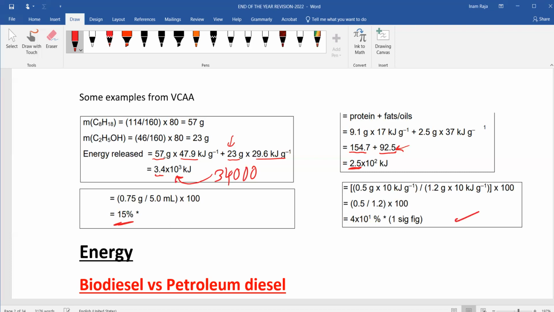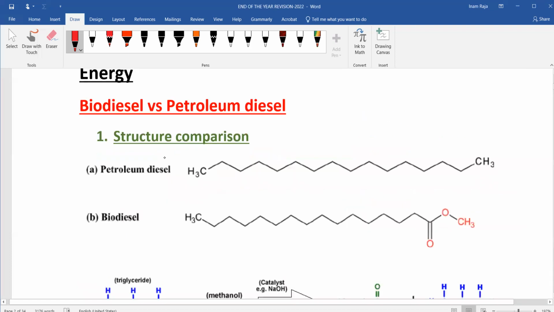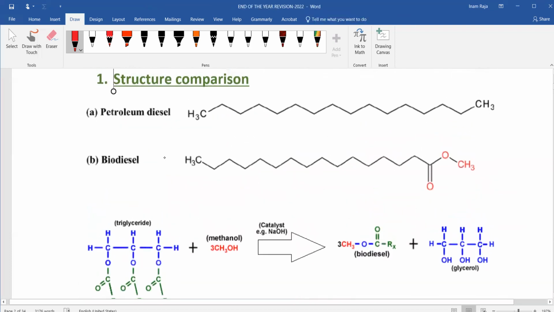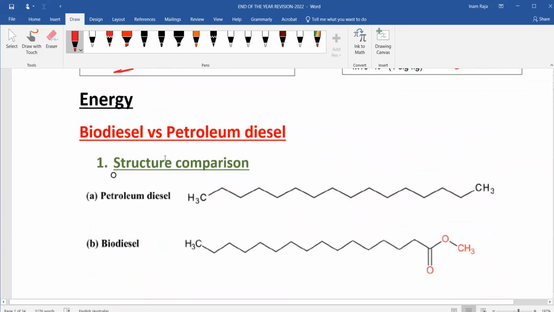Same as in this example. So while doing some practice exams, make sure you also look at the solutions given to you. All right. So the sig figs, please make sure you understand that.